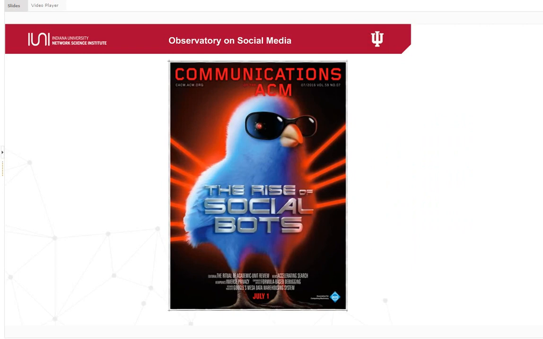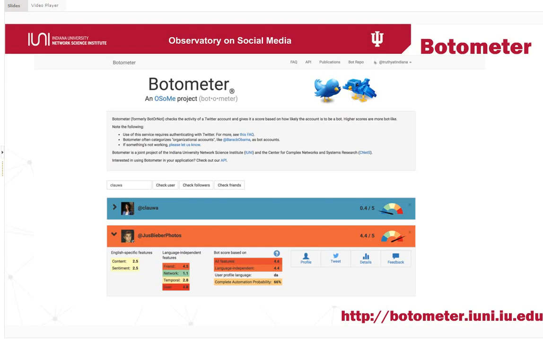So we as researchers have developed a machine learning tool to help us distinguish accounts that are more likely to be bots versus accounts that are more likely to be human. This tool is called Botometer, and it's also available as one of the tools in OSM. Right now, it's live, it's free, and you can go to the website and check with the user handle of any account how likely they are bots.